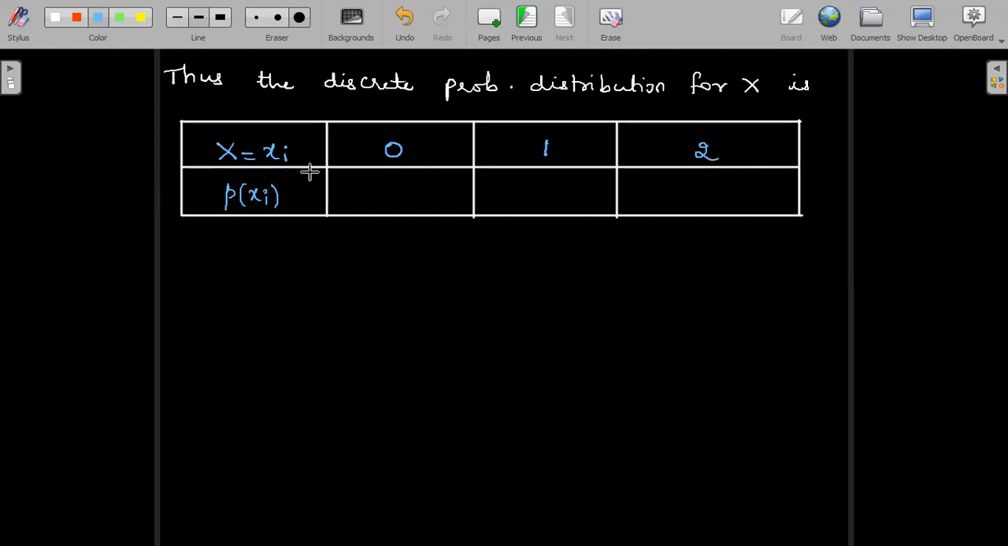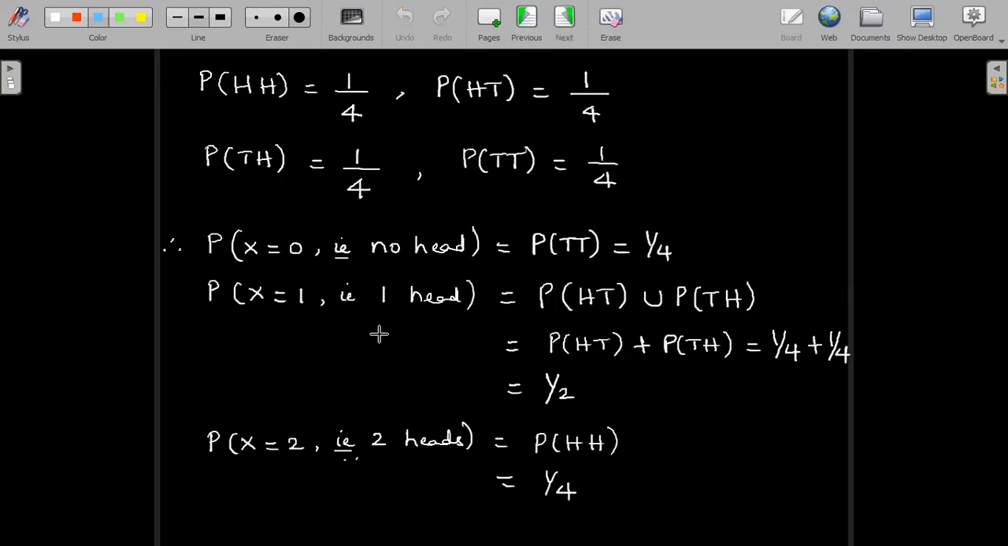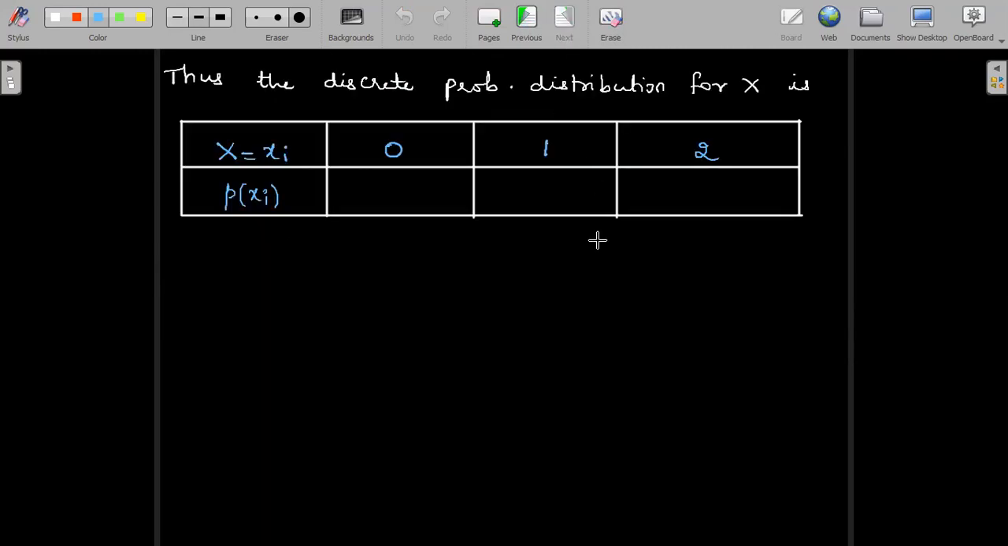And the probability of getting each of these xi is, as we already checked, probability of x is equal to 0 is 1 by 4. Probability of x is equal to 1 is 1 by 2. And probability of x is equal to 2 is 1 by 4. So same thing we are going to substitute here: 1 by 4, 1 by 2, and then 1 by 4. So we observe that it is satisfying the basic definition for a probability density function.